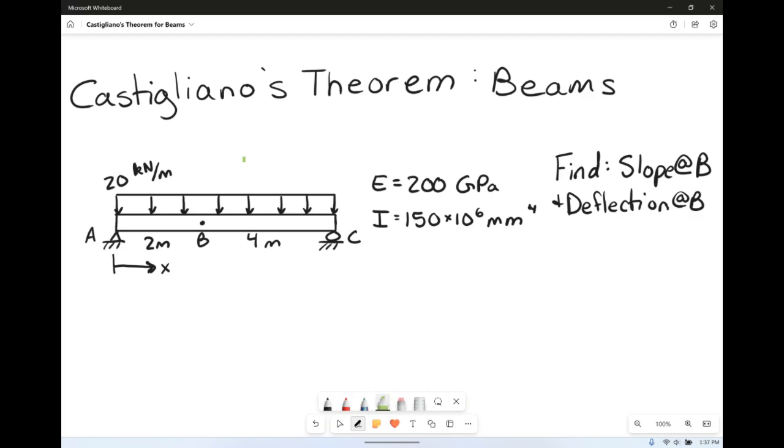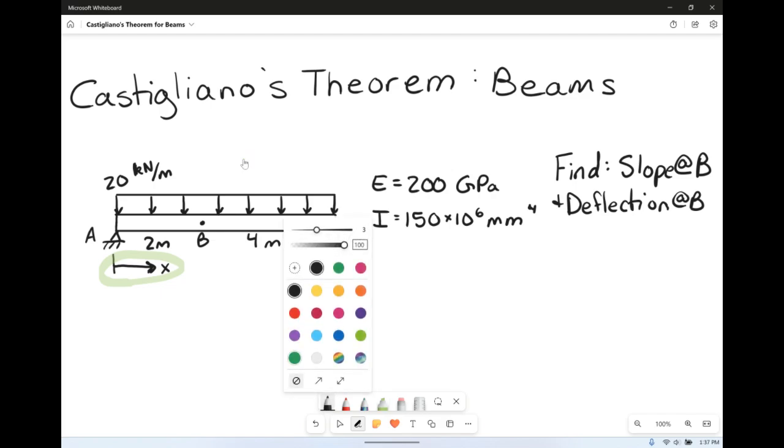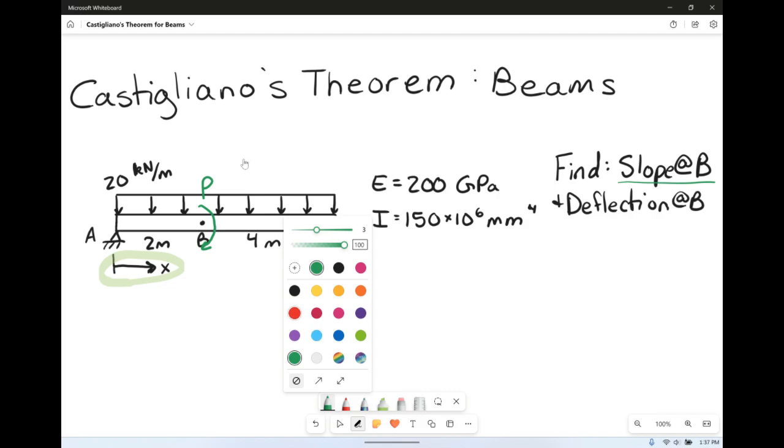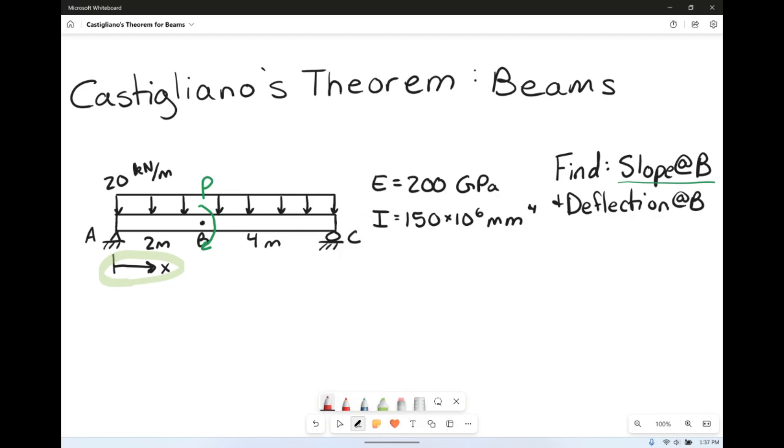Now the problem has already given us that X needs to be measured from the left going to the right. So we're going to follow that just so that we make it easier on ourselves. Now the thing with Castigliano's theorem is before we begin, we need to apply P. And if we're going to start by finding the slope at B, then we need to apply a rotation of value P at B. Next, we need to go through and solve for our reactions.